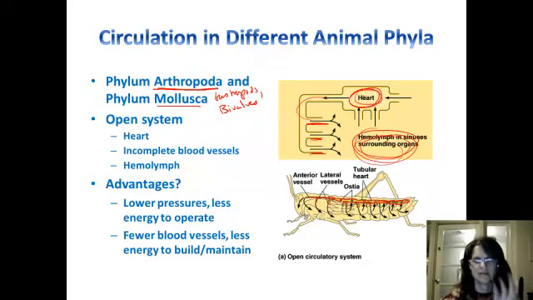Okay, what could possibly be the advantage to this? It's not as efficient as a closed system, but it's not as costly to operate. The pressures are lower. It doesn't take as much energy to move the blood. There are fewer blood vessels, so it takes less energy to build it. So there are advantages to this. It's not so much of an investment, but you still get some circulation.